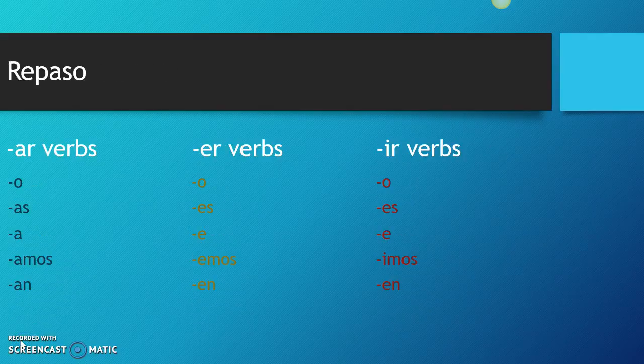Now is a good time to review the regular AR, ER, and IR conjugation endings. AR verbs can be conjugated with o, as, a, amos, and an. ER verbs can be conjugated with o, es, e, emos, and en. IR verbs can be conjugated with o, es, e, imos, and en.